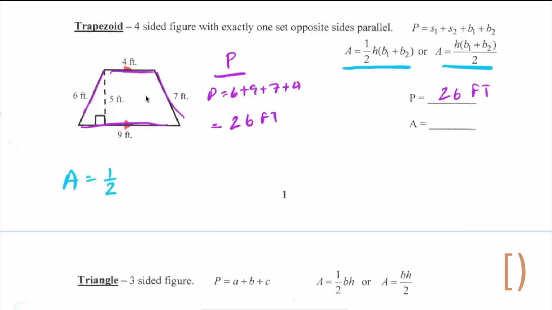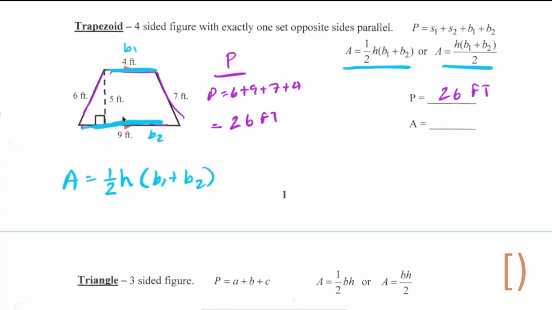It's 1/2 the height. We talked about the height already, right? Height is a right angle. It's a 5. Then we have to do base 1 plus base 2. So a trapezoid is a 4-sided figure with exactly 1 set of parallel sides. And that set of parallel sides, right here, the 4 and the 9, those are your bases. So this is base 1, and that's base 2. So the parallel sides are your bases.